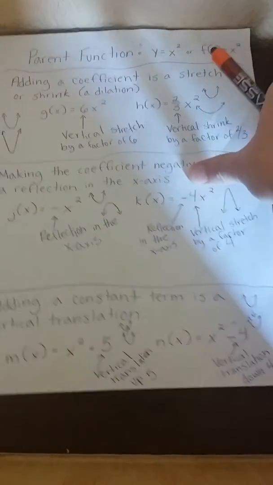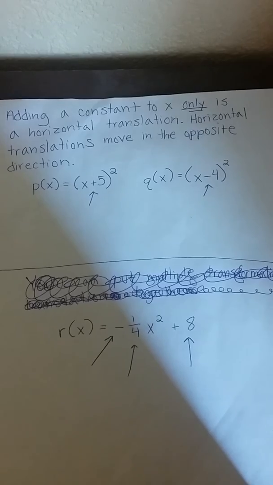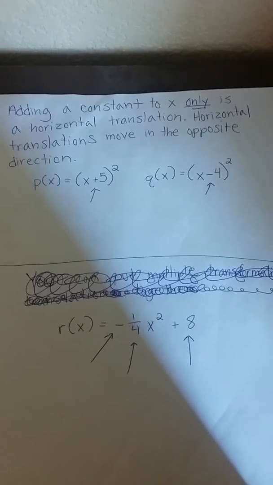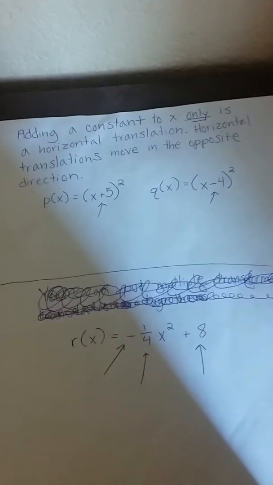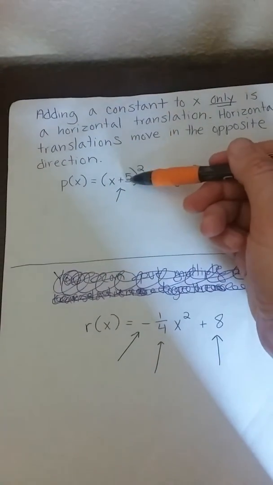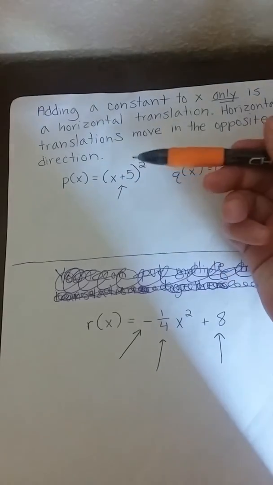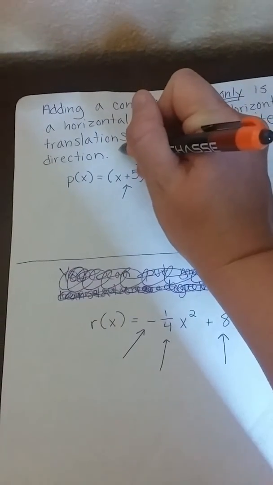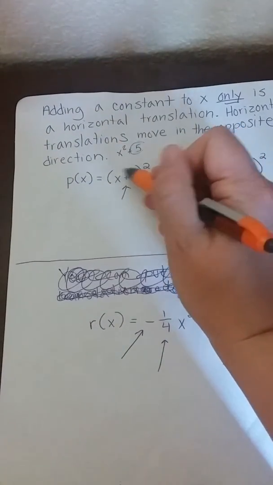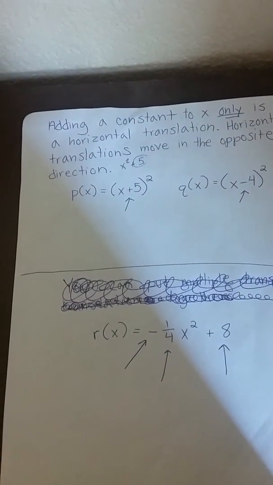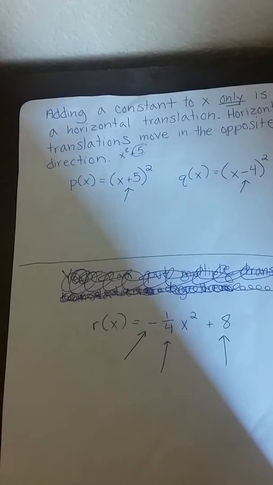All right, there's a couple of other ways we can change things. One of them is by adding a constant to x only. That's a horizontal translation. Horizontal translations move in the opposite direction. So here are 2 examples of horizontal translations. So in this first example, you'll see that there's a 5 and it's being added to only x. The difference between this and our previous function had x squared plus 5 and the 5 was just at the end. This one has the 5 being added to the x very first because it's in parentheses, and parentheses are first in the order of operations.